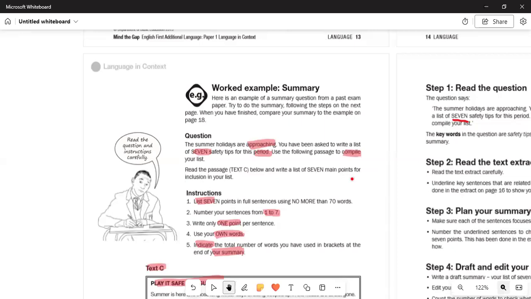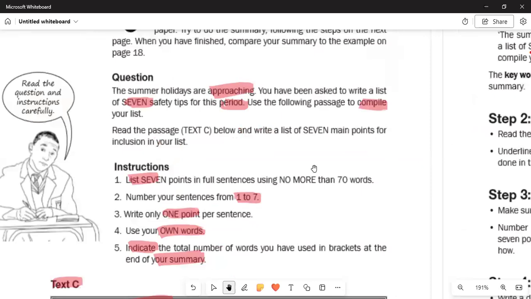So remember that you can give them the question. And what is the question in this instance? The summer holidays are approaching. You have been asked to write a list of 7 safety tips for this period.